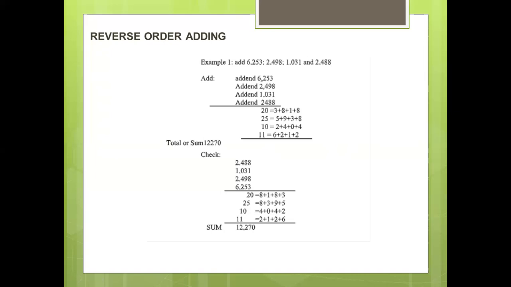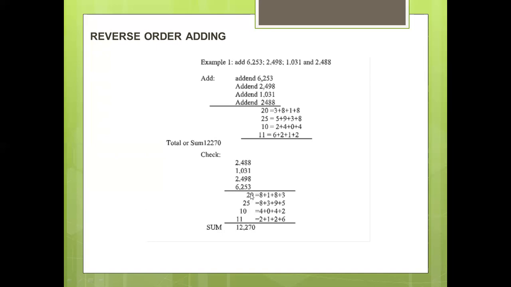we will be checking. The operation is performed from bottom to top. So we have 3 plus 8 plus 1 plus 8 is equals to 20. So let's go to the next place value, which is in the tens. We have 5 plus 9 plus 3 plus 8 is equals to 25. You may use your calculator as well. And then we have the hundreds place value. 2 plus 4 plus 0 plus 4 is 10. And then the last place value we have is thousands. We have 6, 2, 1, 2. So 6 plus 2 plus 1 plus 2 is equals to 11.